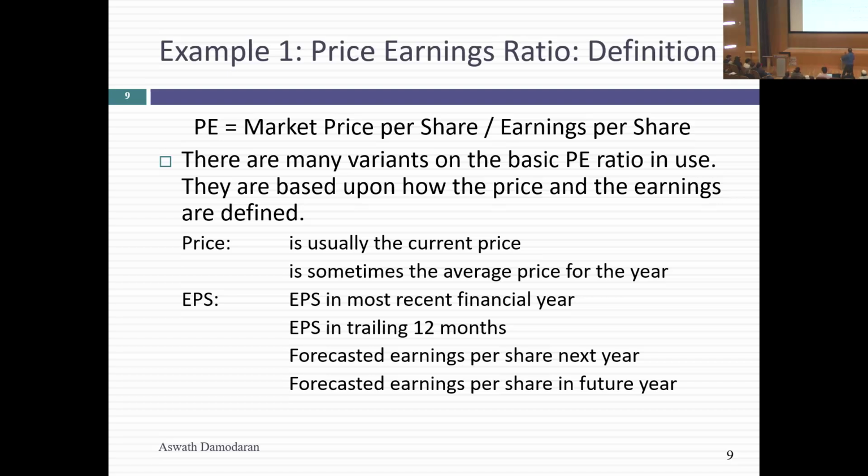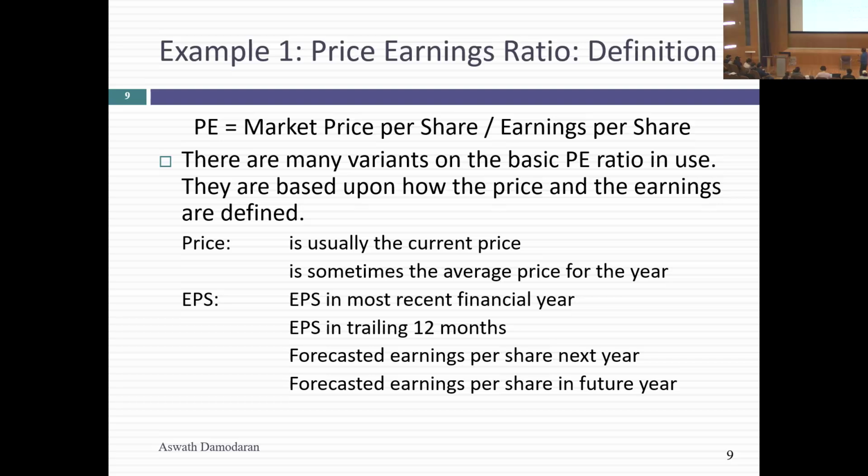Let's break it down. Numerator is usually the current price. Unless you have a technical analyst gone crazy who likes to use moving average prices. If anybody does that on you, ask them a question. Have you ever tried to buy a stock at a moving average price? It doesn't work for me. So it should be the current price.